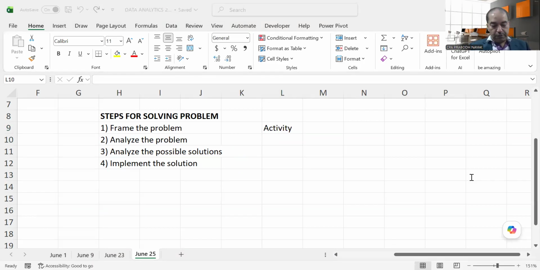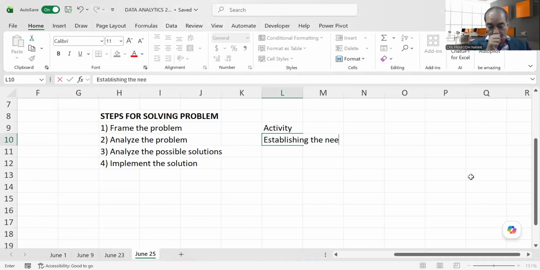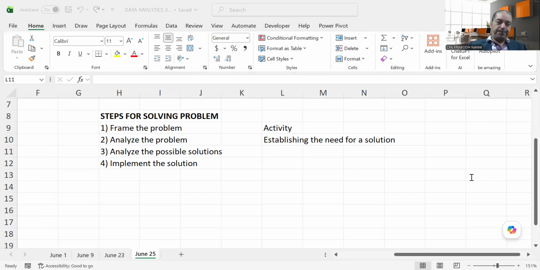establishing the need for a solution. What are the questions that we can ask over here? Why do we require to have a solution? Or what is the desired outcome that the stakeholder wants? Remember, we did defining the problem, understanding the business. What is the desired outcome that the stakeholder wants? Or who benefits from the solution and why? If you answer these type of questions, then you will get the answer to your activity, establishing the need for a solution.